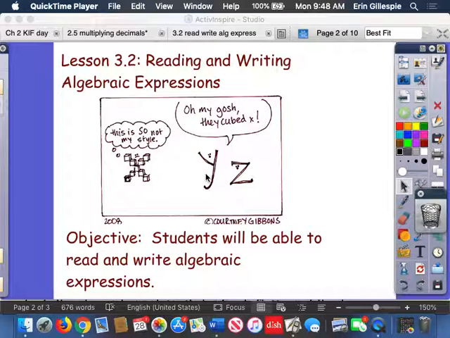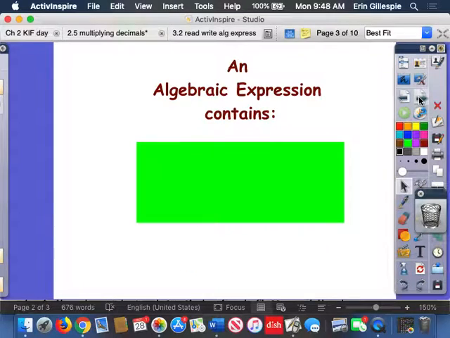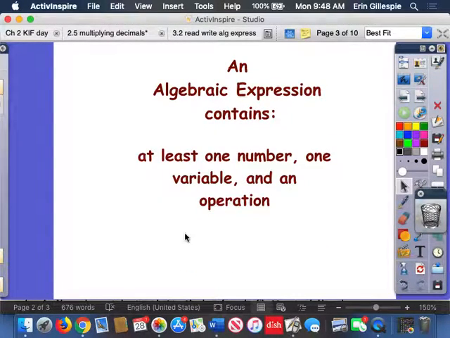So this is your video for lesson 3.2. We're going to talk about reading and writing algebraic expressions. Just a reminder from yesterday, this is not a slide on your notes, but remember an algebraic expression contains at least a number, a variable, and an operation. It does not have an equal sign, and that's the difference between an expression and an equation.